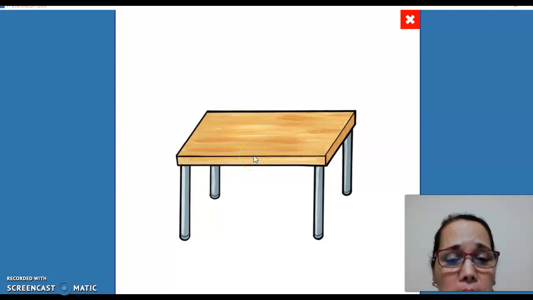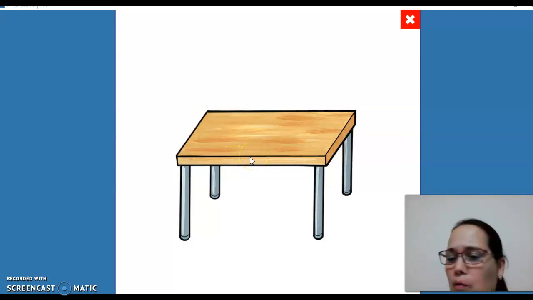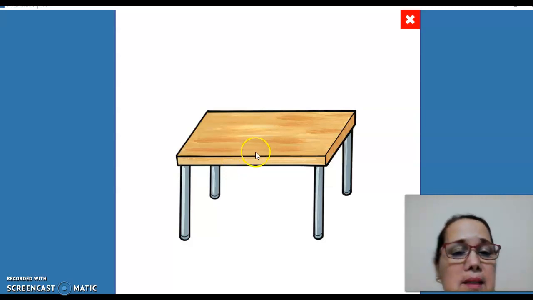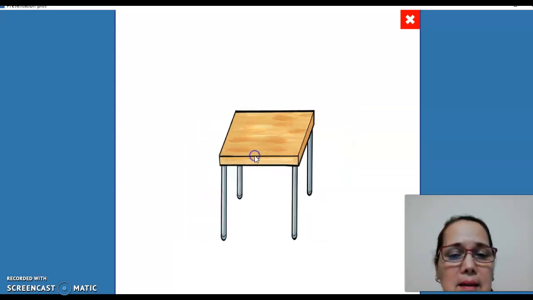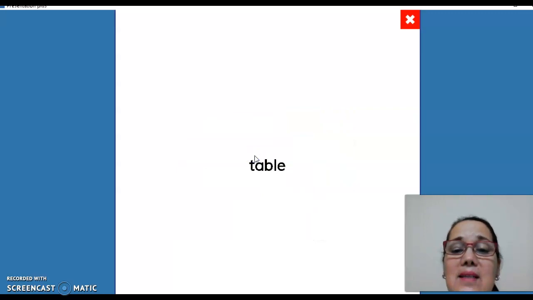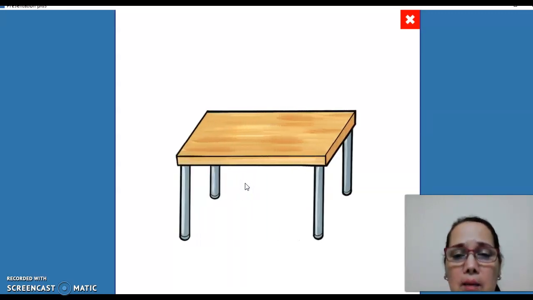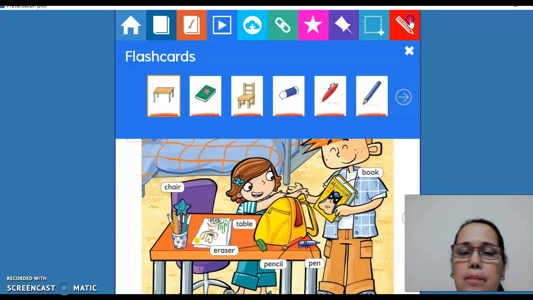Now we are going to practice the new words, okay? Is this a pencil? No, it's not. Is this a pen? No. What's this? Yes, it's a table. It's a table, a brown table.